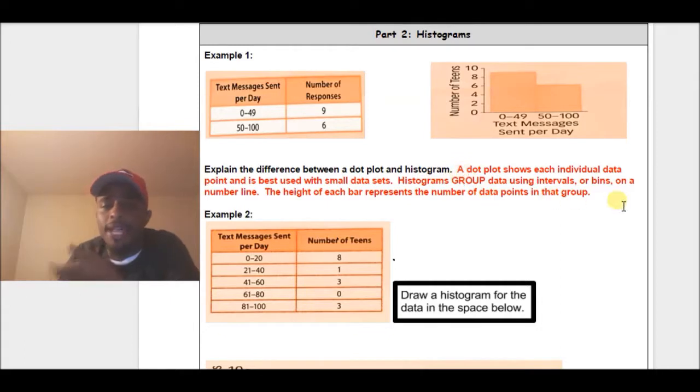Explain the difference between a dot plot and a histogram. All right, and basically the way I said it was that a dot plot shows each individual data point and is best used with smaller amounts of data. All right, if we had 100 students in our survey, we wouldn't want to use a dot plot. That's a large amount of data.